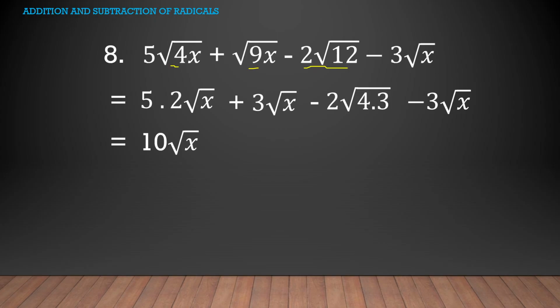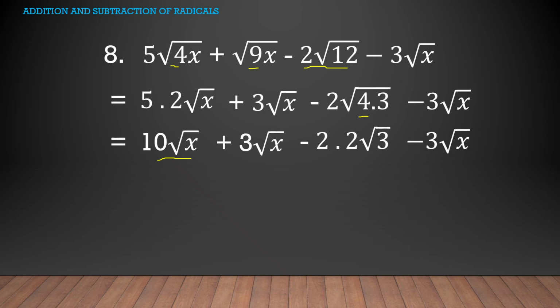So we have to multiply 5 times 2 is 10 square root of x plus 3 square root of x. You just copy. And then square root of 4 is 2. So we have 2 times 2 square root of 3. And the last given is negative 3 or minus 3 square root of x.